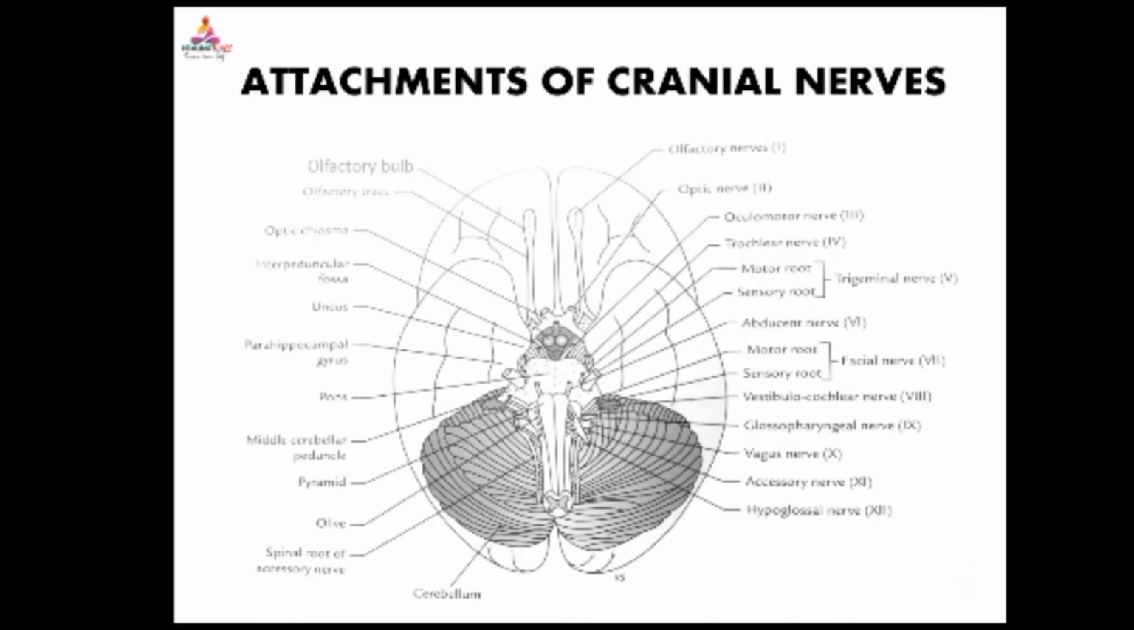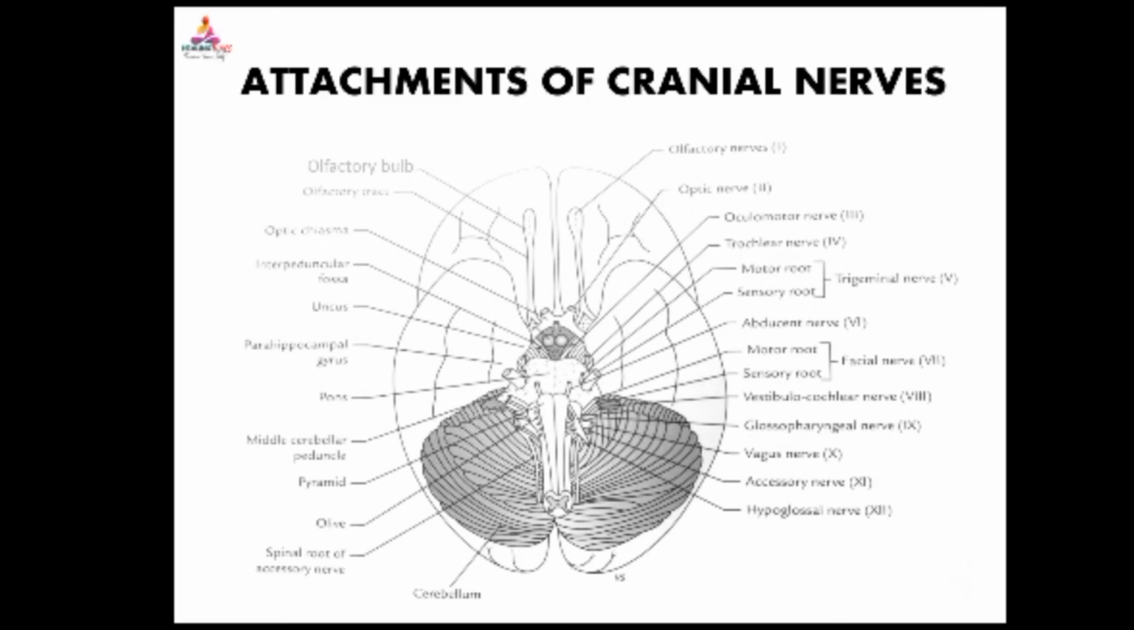Fourth is the trochlear nerve. It is a slender nerve which emerges on the dorsal aspect of the midbrain, lateral to the median plane. It winds round the lateral aspect of the midbrain toward the interpeduncular fossa, immediately superior to the pons.